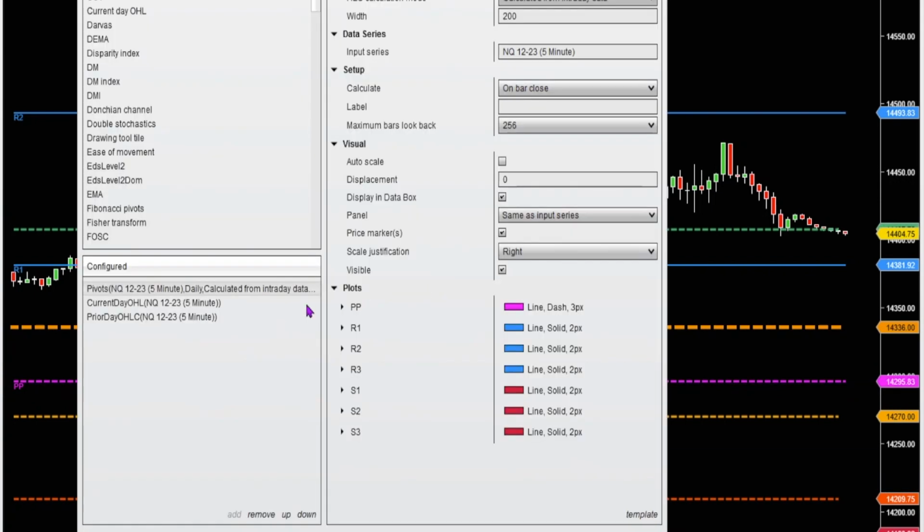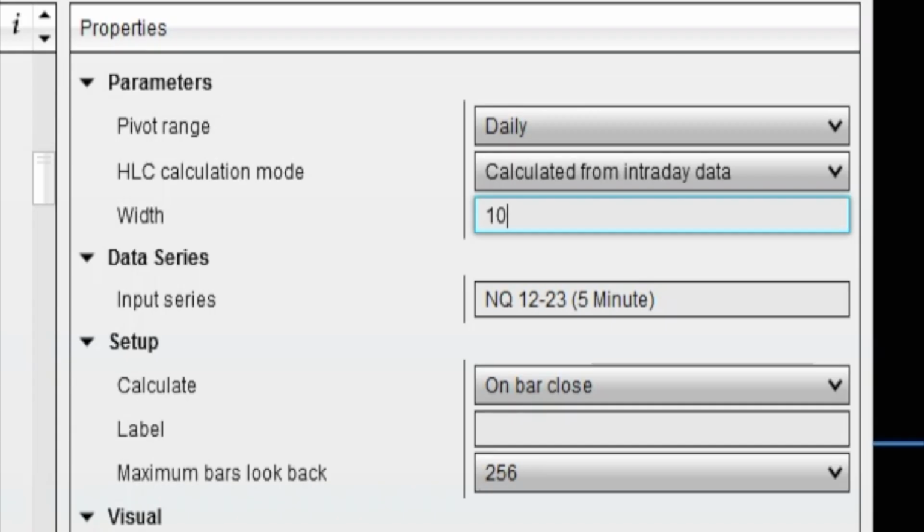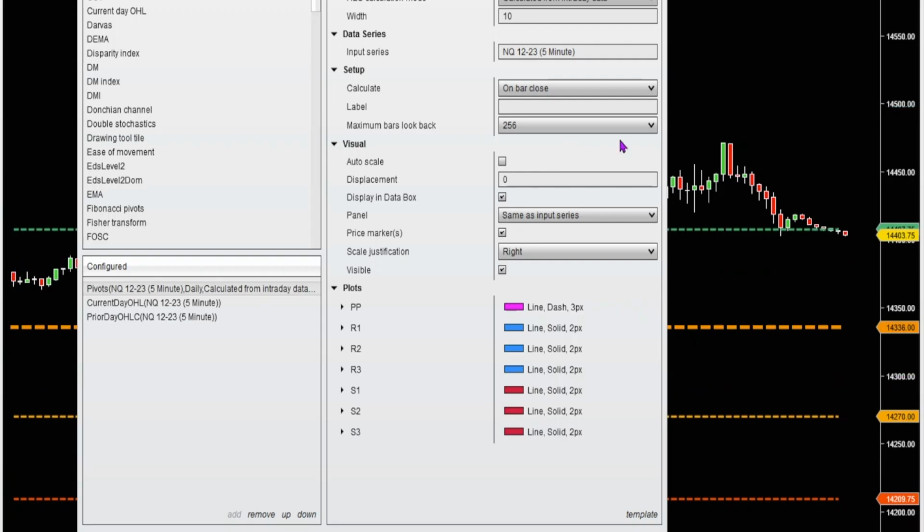So the 3 indicators that I'm using include the pivots, and these are all free. These are all included in the built-in NinjaTrader free version. This is the pivots indicator. I haven't changed anything besides you can change the width of the lines. So if I change this to a 10, you can see over here now these lines with the labels of pivot point, R1, R2, S1, they're much shorter. I like having it at 200, that way it stretches out the entire width of most of my charts.